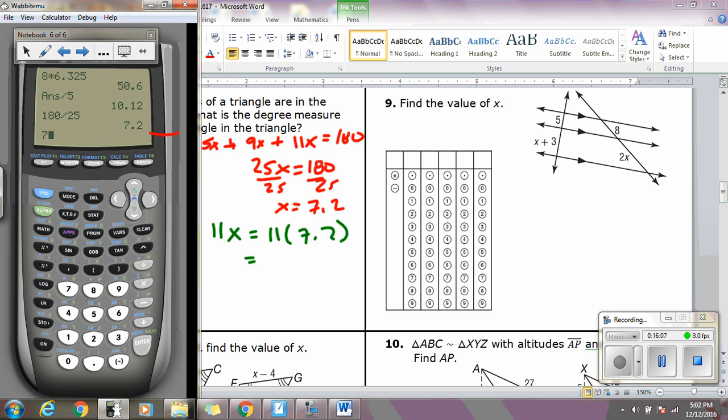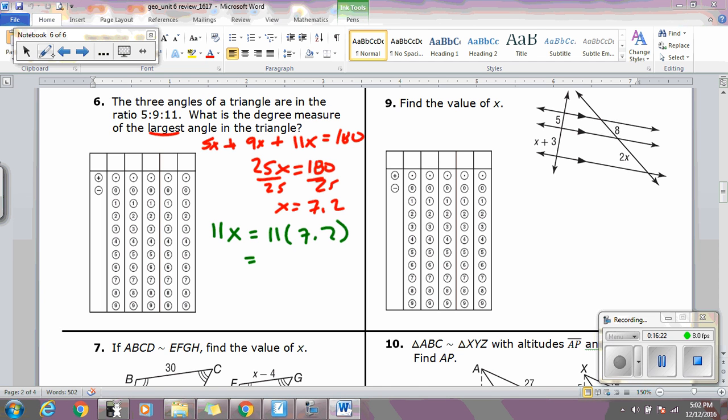So 7.2 times 11 is 79.2. So 79.2 degrees is our largest angle.